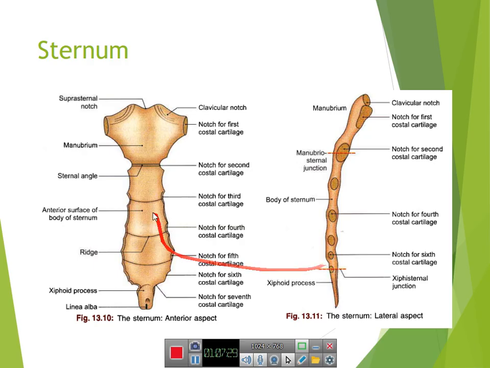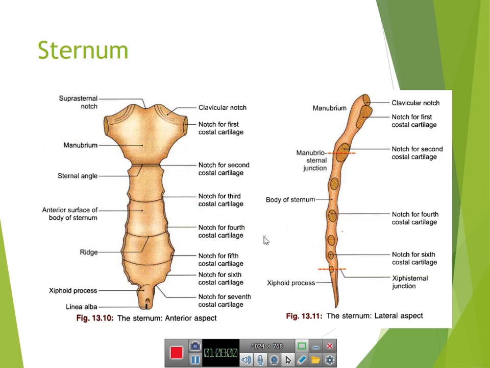The upper end forms a secondary cartilaginous joint with the manubrium at the sternal angle. The lower end is narrow and forms a primary cartilaginous joint with the xiphisternum or xiphoid process.